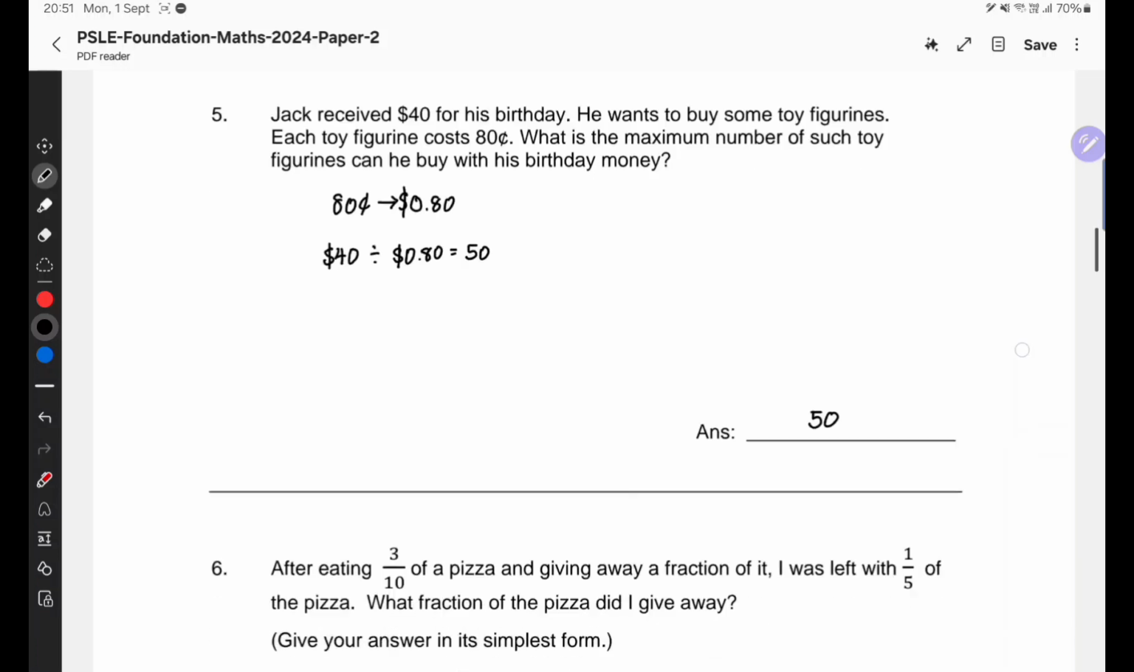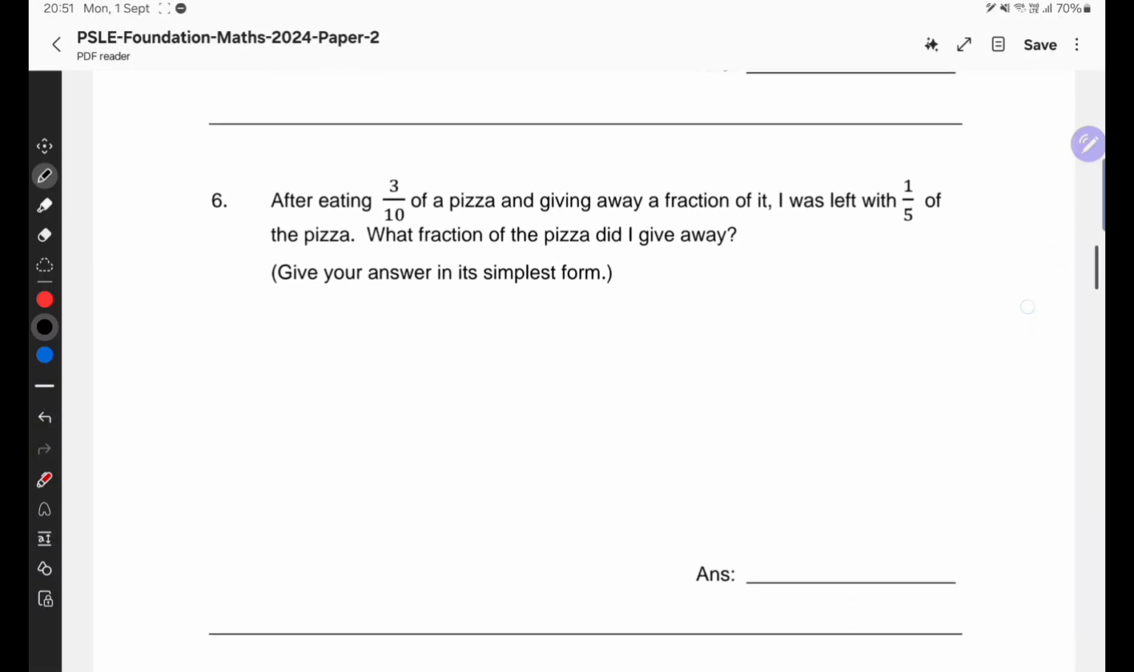Okay, so moving on to question 6. After eating 3/10 of a pizza and giving a fraction of it, I was left with 1/5 of the pizza. What fraction of the pizza did I give away? So first step is we need to know that this 10 and this 5 is talking about the total, which means that we have to make this 1/5 into 2/10, the same denominator.